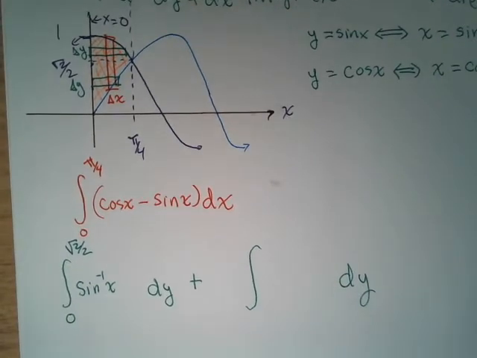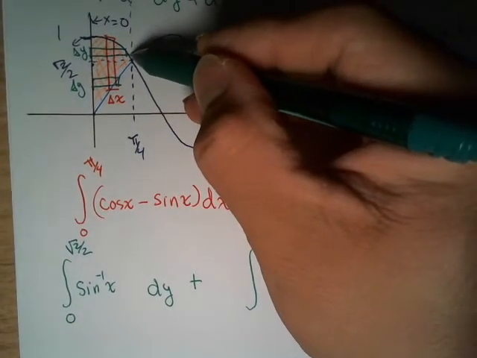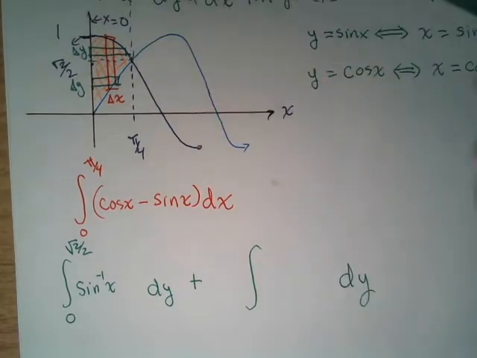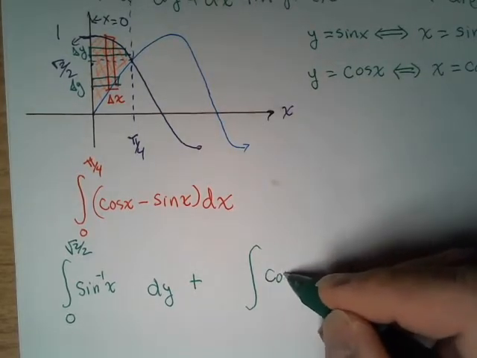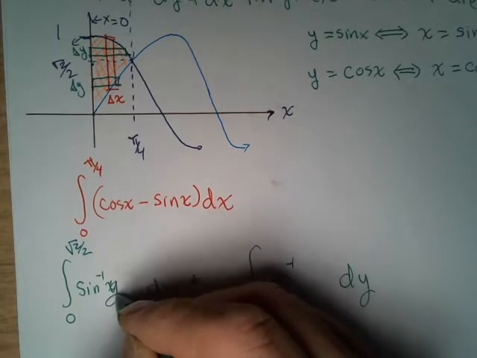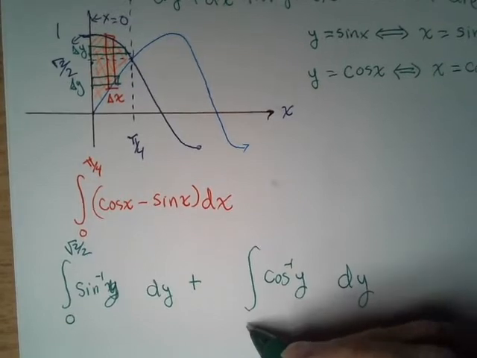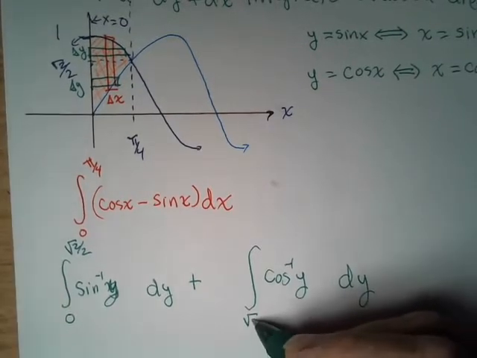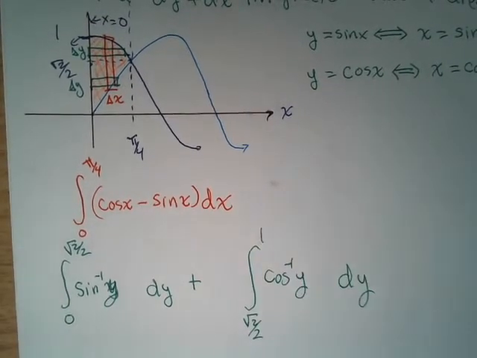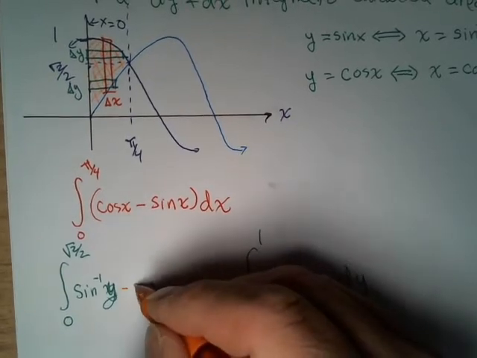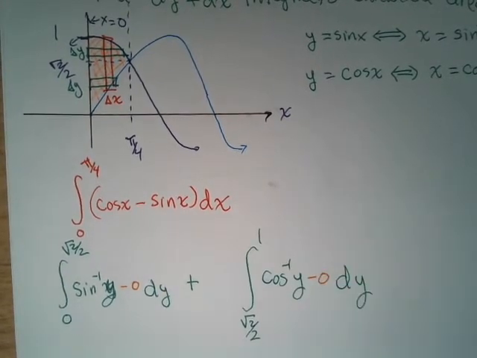Okay, and then moving on, once we're here, we switch over. Now what takes over is cosine inverse of y, and that starts where this one left off, root 2 over 2, and it ends at 1. And again, in both cases, it's minus 0, which is why I didn't write it. Technically, it would be minus 0, since it's the right curve minus the left curve, but in this case, we'll just leave it like this.